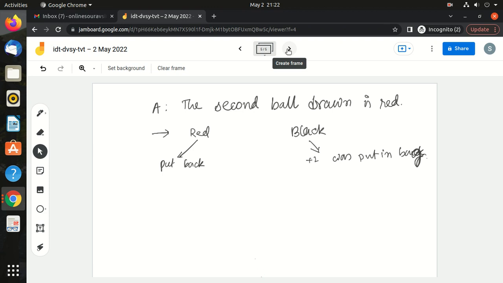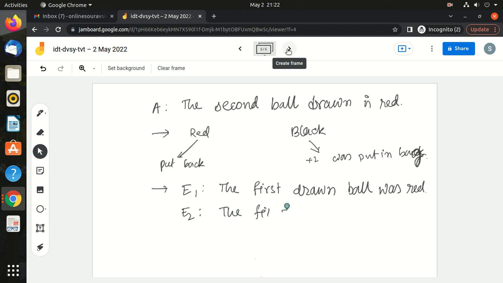So let E1 be the event that the first drawn ball was red, and E2 the event that the first drawn ball was black. So then the probability of A is actually the probability of A.